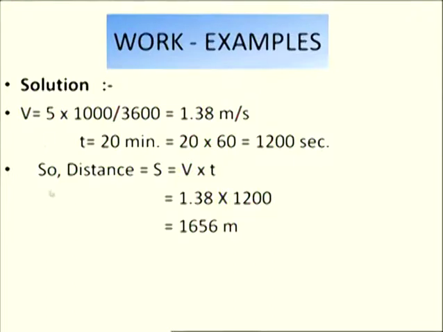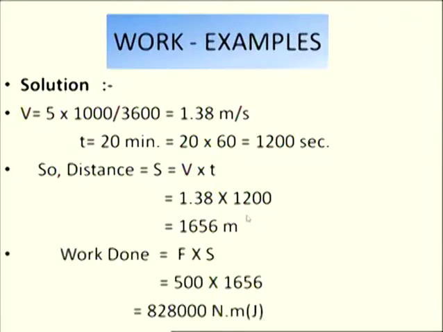So distance travelled in 1200 second is velocity multiplied by time. So 1.38 meter per second is the velocity and 1200 second is the time. So total distance travelled is 1656 meter. So now the thing is very easy.